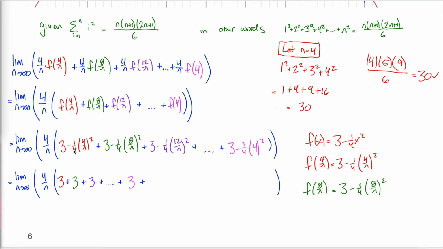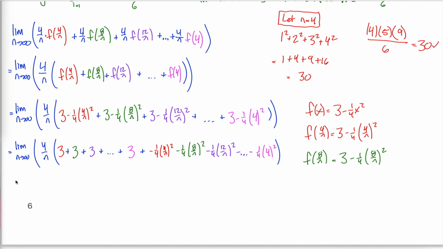And you're like, wait, but what happened to the negative 1/4 times 4 over n squared? I'm going to write that now. And then I'm going to have this negative 1/4 times 8 over n squared. And then I'm going to add to that this negative 1/4 times 12 over n squared. And then I'm going to add to that the next one and the next one and the next one that aren't pictured, all the way until I get to this very last one, the one in pink, the 1/4 times 4 squared.